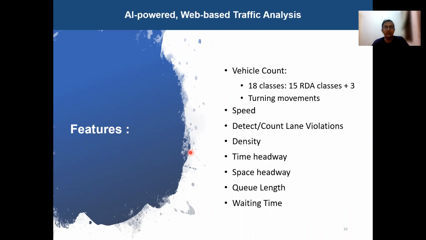So this analysis will get you 18 different classes of vehicles, right? I'm not very sure whether all 18 were trained for. And it gives you speed of the vehicles, turning and all, density, time headway, space headway, queue length, waiting time, everything. Once you have the images and you track the vehicle in consecutive frames, you can actually calculate all these things.